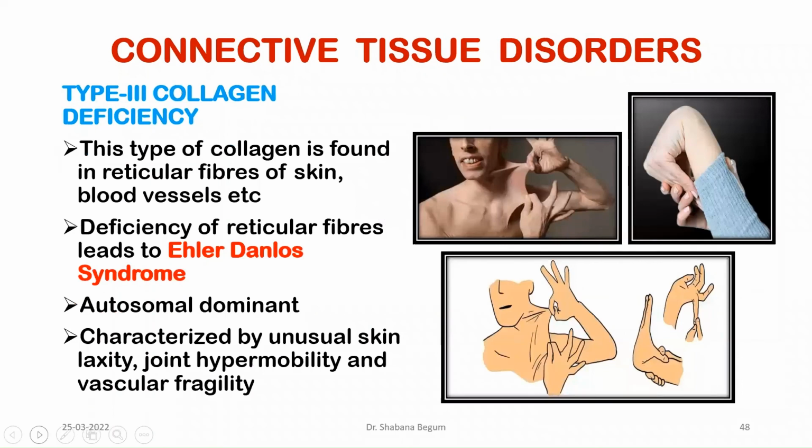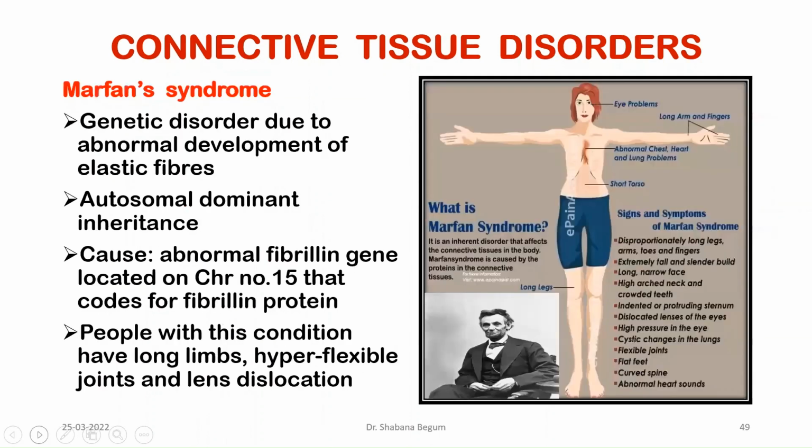Then type 3 collagen deficiency. Type 3 collagen consists of reticular fibers which are present in the skin, blood vessels, etc. If there is deficiency of this fiber, the condition is known as Ehlers-Danlos syndrome. It is an autosomal dominant disorder. Here the individuals have loose skin and they have hypermobile joints and also vascular fragility.